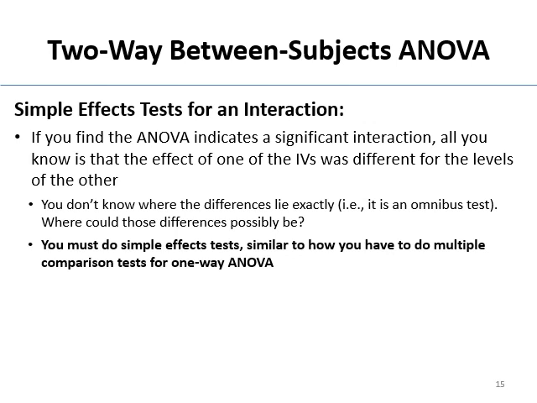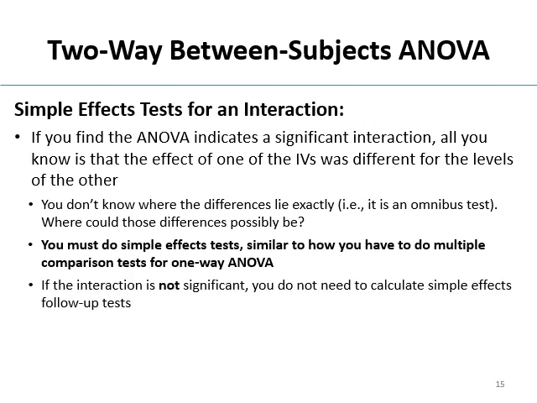So you must do something called simple effects tests, and they're similar, again, to how you have to do multiple comparison tests for one-way ANOVA. I'm going to teach you how to do it. If the interaction is not significant, you just stop. You don't have to do these tests, okay? So you only do them if the ANOVA is significant.